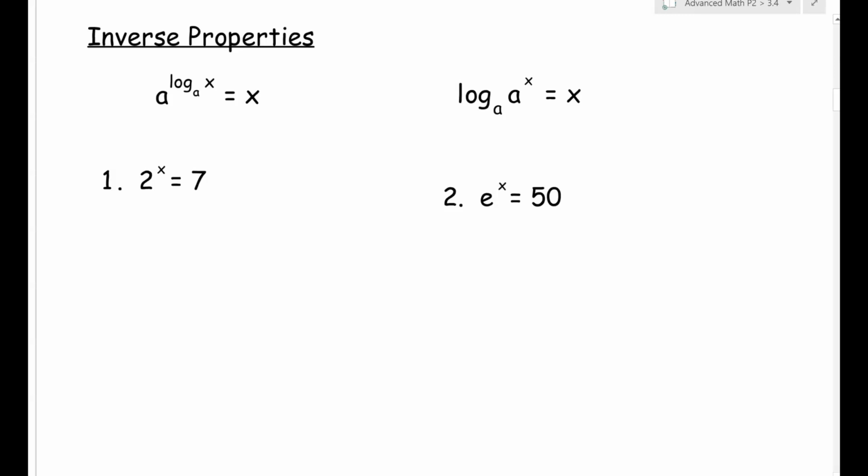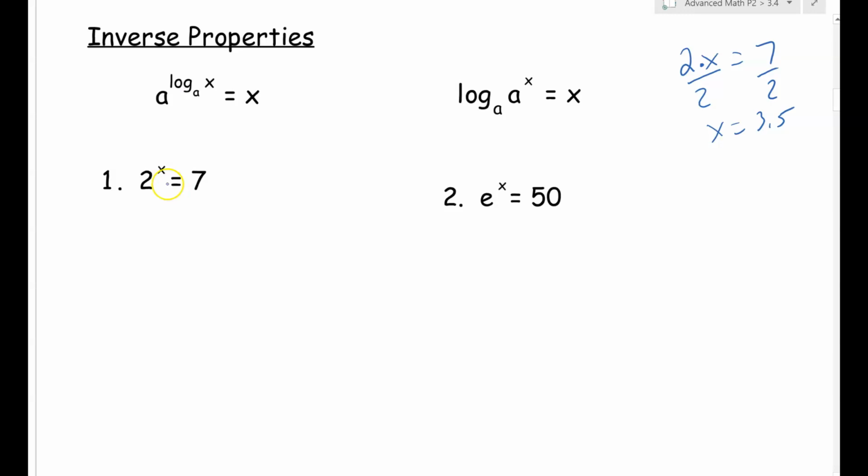Remember, when you solved an equation, something simple like 2x equals 7, you always did the opposite. Well, the opposite of multiplication is division to both sides, and so that's why we get x equals 3.5. All right, so the opposite of an exponential is a logarithm, and the opposite of a logarithm is an exponential.